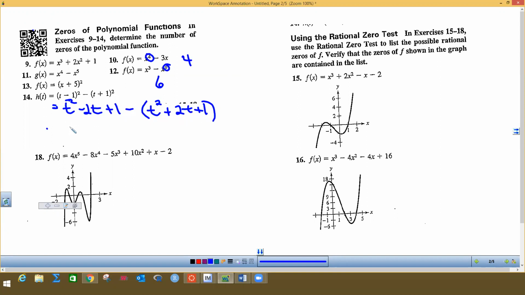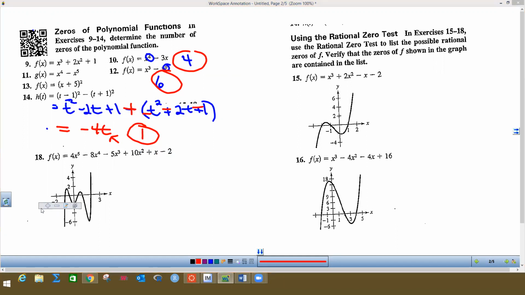And now we have to distribute the negative sign, which changes this to a plus, makes all these negatives. Okay, so when you now add like terms, t squared minus t squared is 0. Negative 2t minus 2t is negative 4t, and 1 minus 1 is 0. So since this power is t to the 1st, that means there is 1 zero there. So number 10 is 4, number 12 is 6, number 14 is 1.